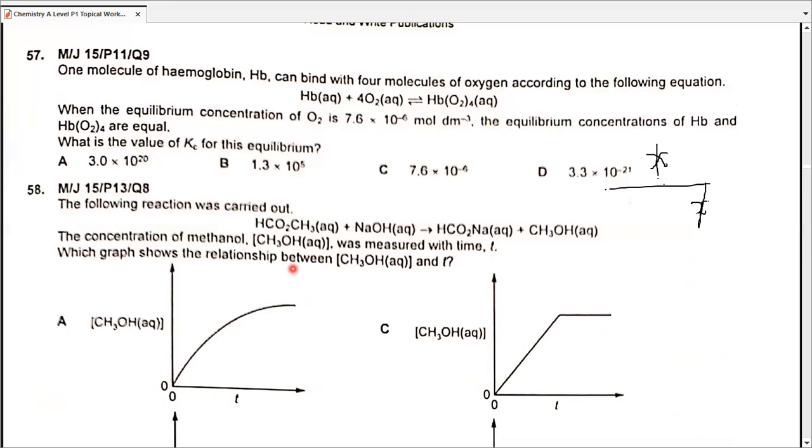Doesn't seem right. The answer or the explanation? Both actually. So for the value of Kc, suppose that is x, and it should be right. Let me see. 7.6 into 10 raised to power minus 6 raised to power 4. Oh, it's coming out to be alpha actually. I don't know what I did wrong previously.